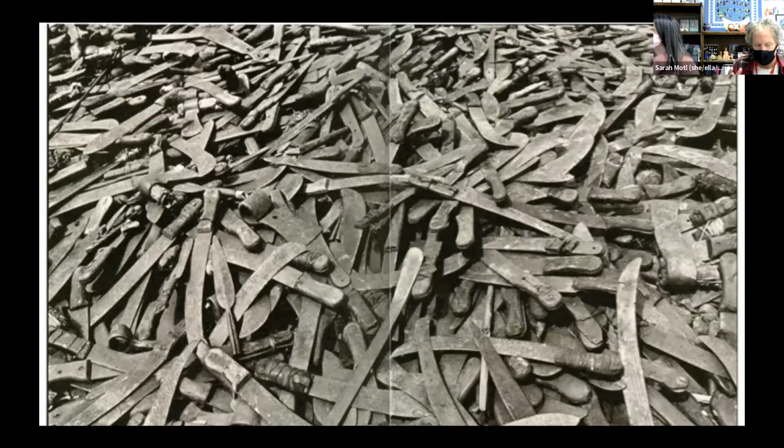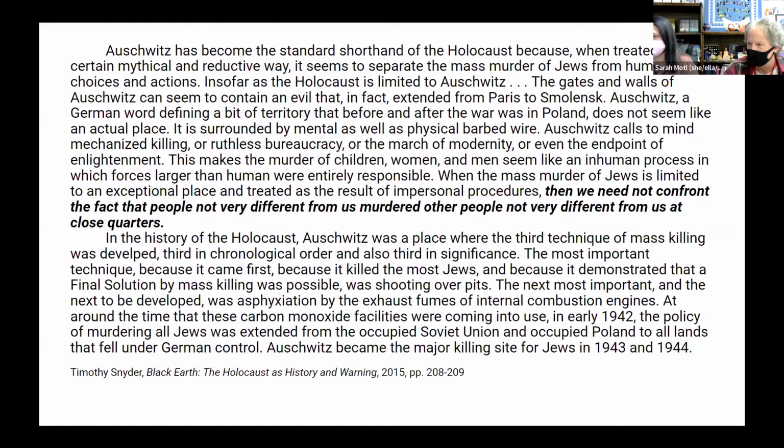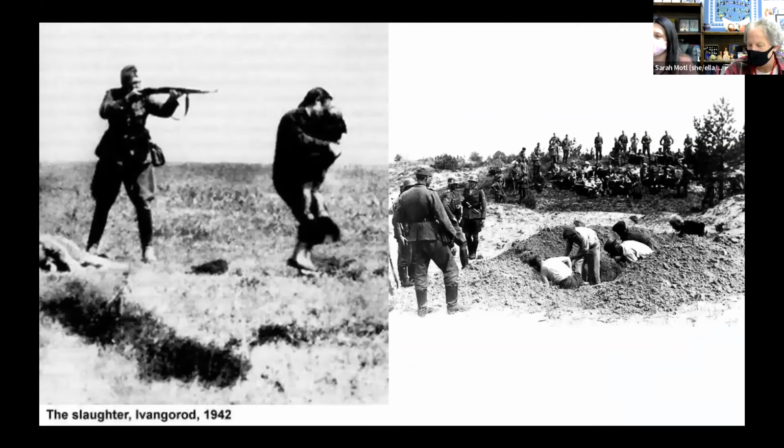I tried to focus on this question of mass participation, getting at this problem that I italicized here: then we need not confront the fact that people not very different from us murdered other people not very different from us at close quarters. So that's resonated with me for a very long time.